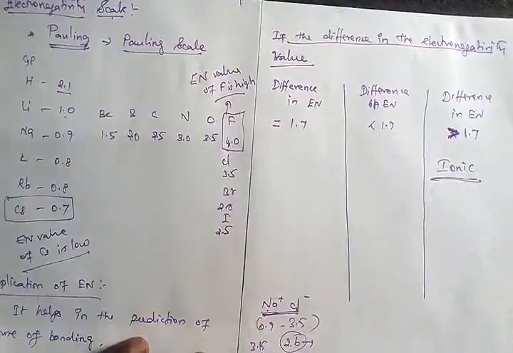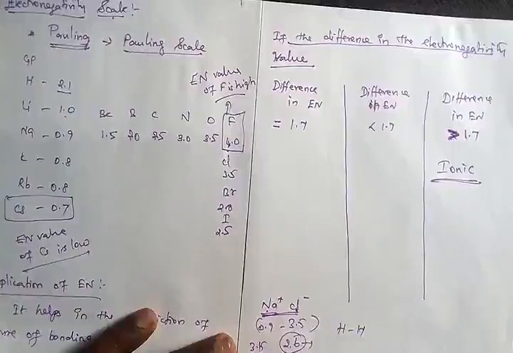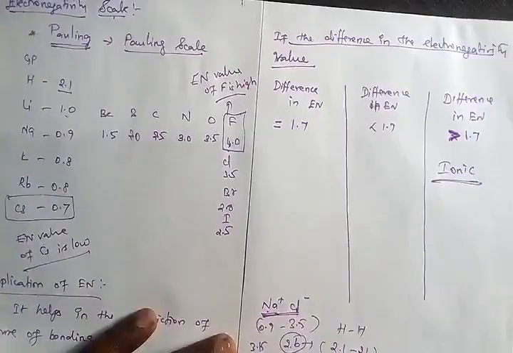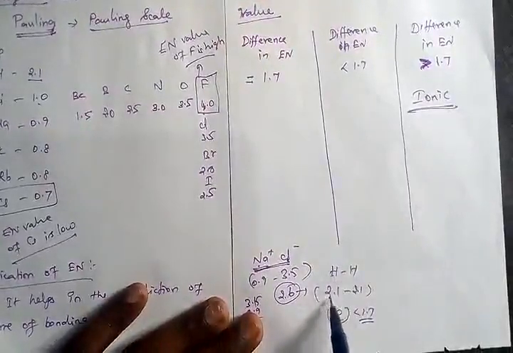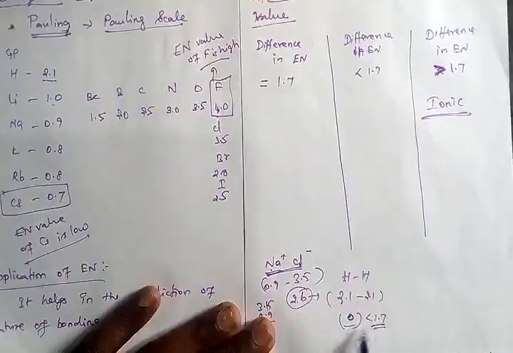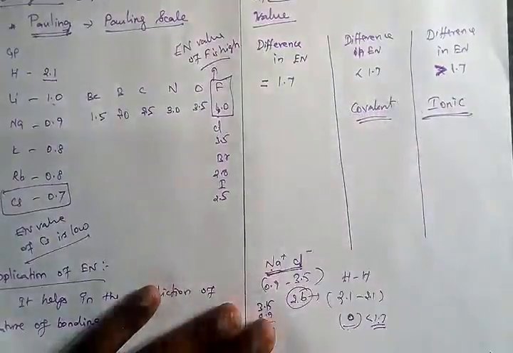Now let us calculate for hydrogen and hydrogen. Very simple, right? Hydrogen is 2.1, again 2.1. The answer is 0, which is less than 1.7. You could verify here. So the answer is 0, so it's less than 1.7, so the bond is covalent. See how easy it is to find out.